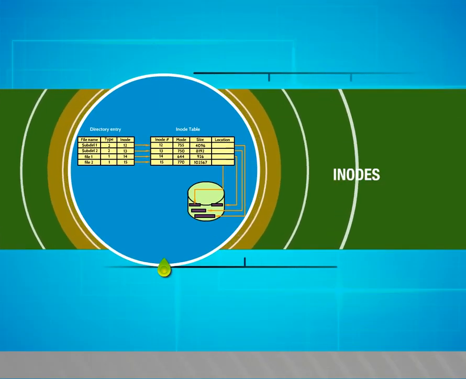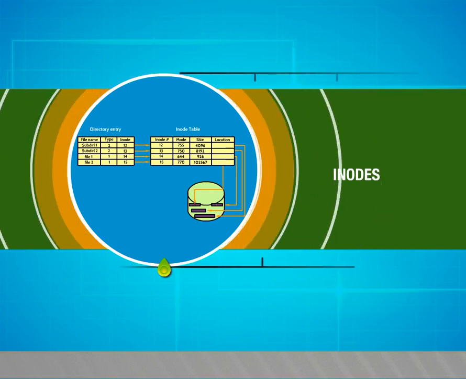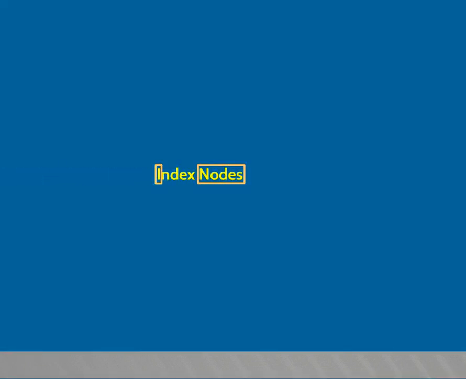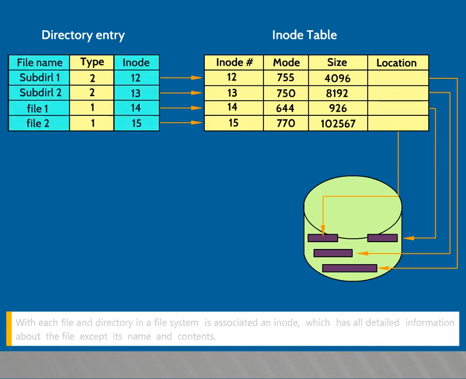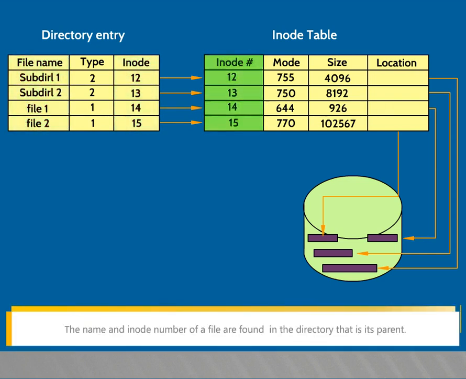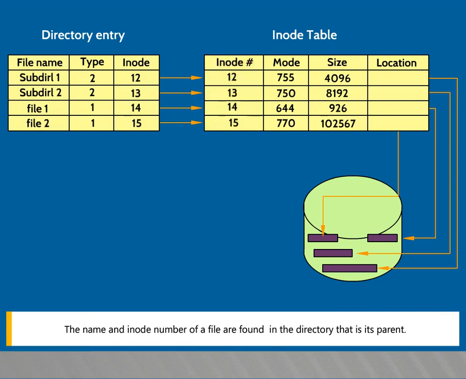Inodes. In this video, we are going to see about inodes. Index node is equal to inodes. With each file and directory in a file system is associated an inode, which has all detailed information about the file except its name and contents. The name and inode number of a file are found in the directory that is its parent.